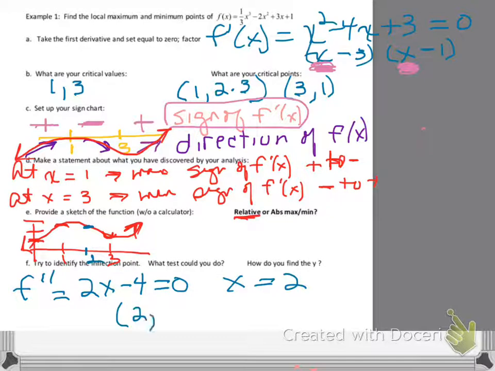Here's my 2. Put that 2 back in the original equation, and you will get 5/3, and now you have identified the inflection point. So you have all the features that you need, and what I've done algebraically is consistent with what I've discovered through the sign chart. So we are all set and ready for another example.